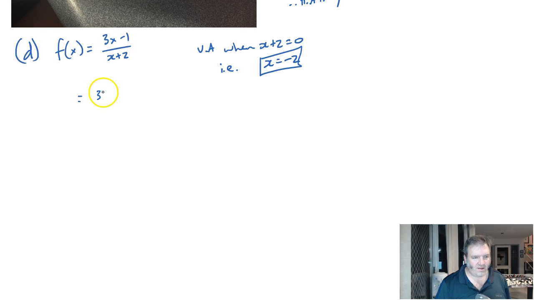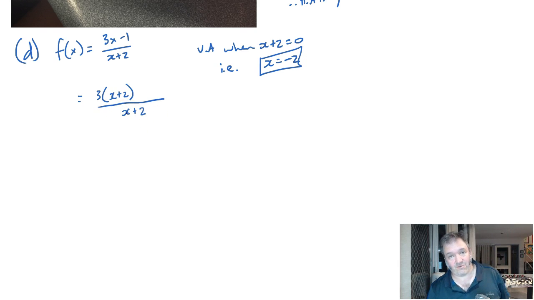So instead of having 3x minus 1, I'm going to have 3, and I'm going to write this as x plus 2. It's a little bit like the idea behind completing the square. We're going to get it into the form we want by just changing it a little. Now you can see I've got a factor that's going to cancel, so I'll get a constant of 3 on its own. That's really important.